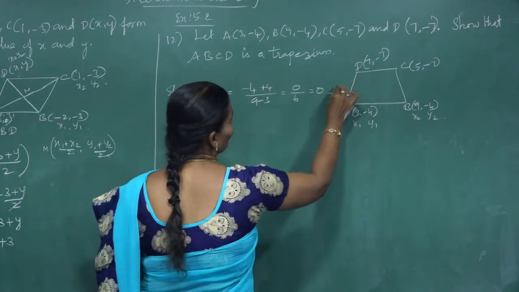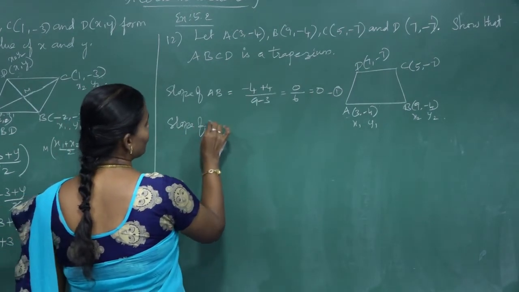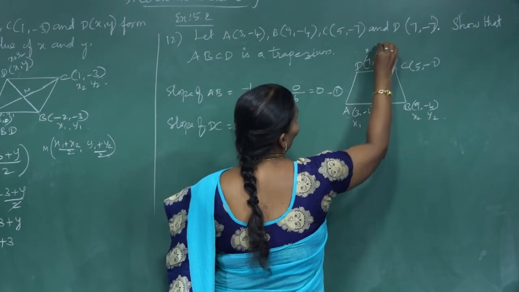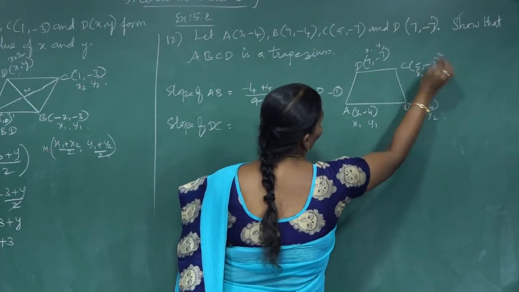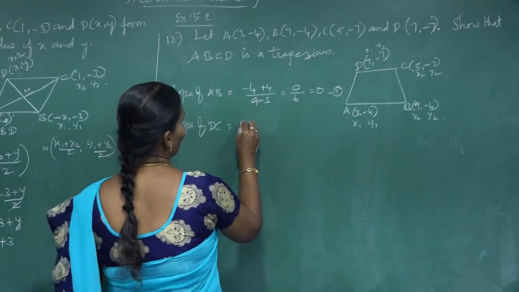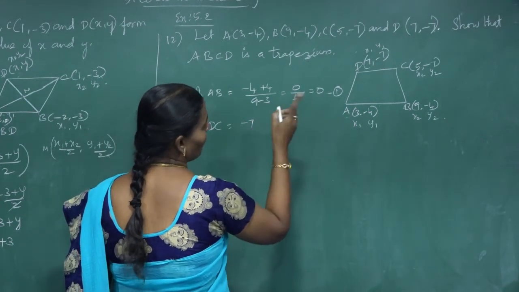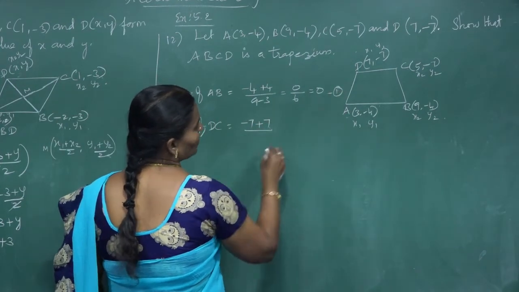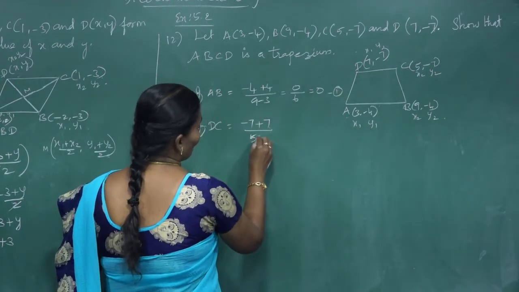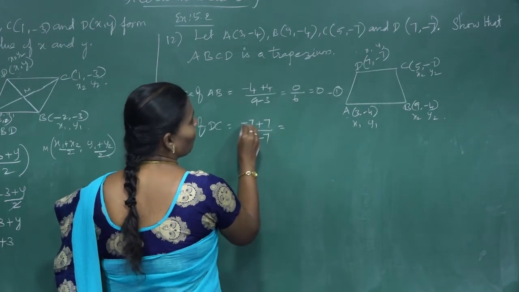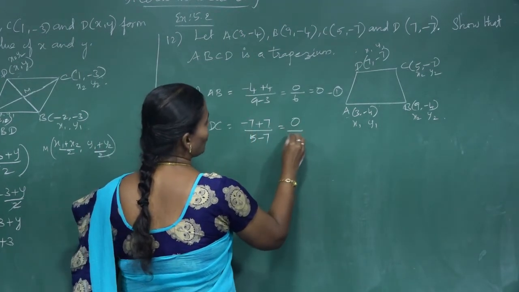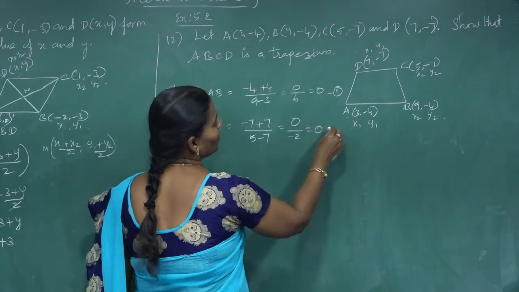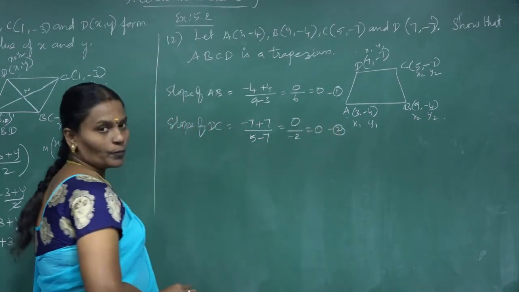You can also say equation 1. Now find out the slope of DC. Here you consider this is x1, y1, x2, y2. Now what is y2? Minus 7. y1 is minus 7. So minus of minus plus 7 by x2 is 5, x1 is 7. So 5 minus 7. So minus 7 plus 7 is 0. 0 by minus 2. 0 by anything is 0. So this also 0. So this is equation number 2.